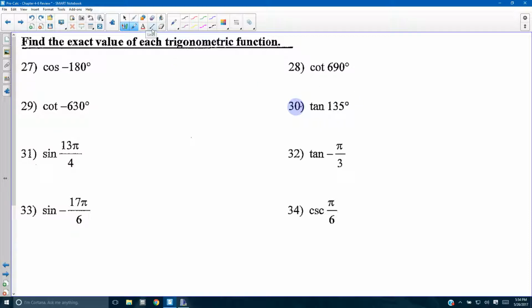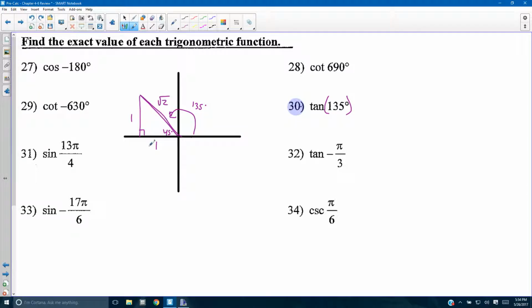Number 30, tangent of 135 degrees. Okay, well, 135, if we place that here, that's 45 up from 180, right? Here's 45 up from 180. Boom. That's 135. In a 45, 45, 90 triangle, the ratio relationship is 1 to 1 to root 2. This one is negative as it goes to the left. This one stays positive as it goes up. Tangent is opposite over adjacent. So positive 1 divided by negative 1, your result's negative 1.